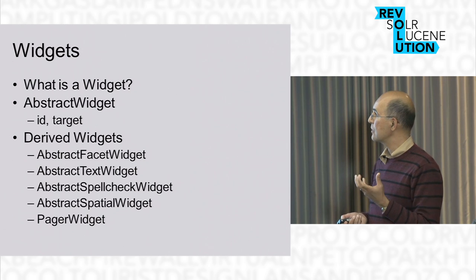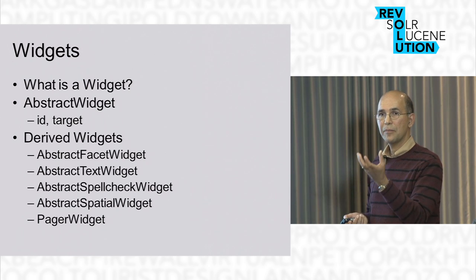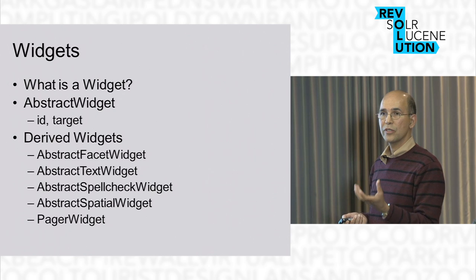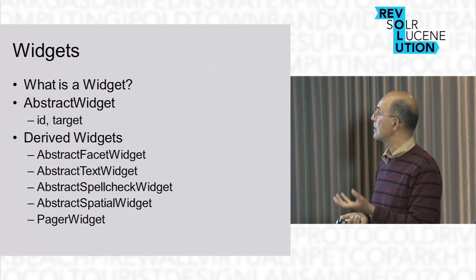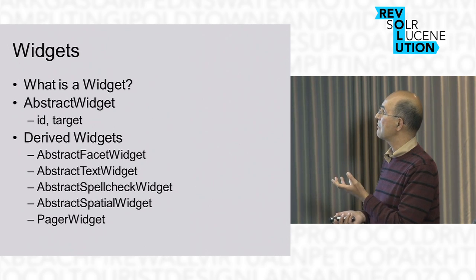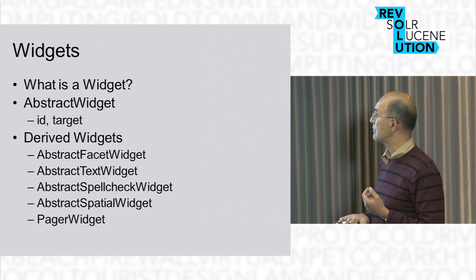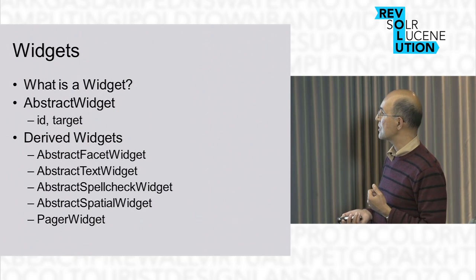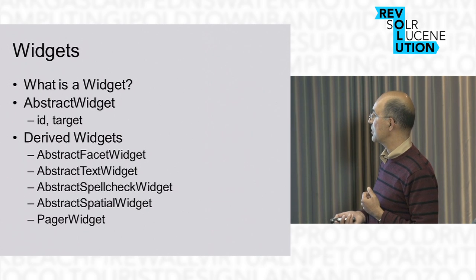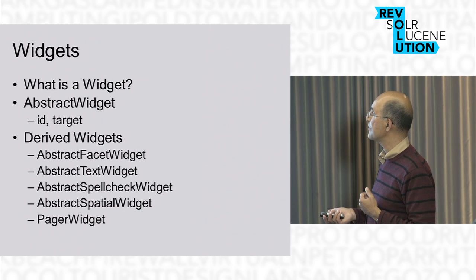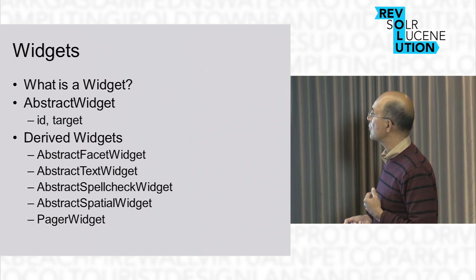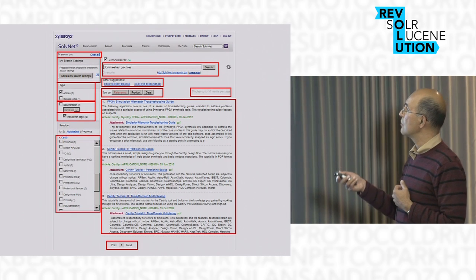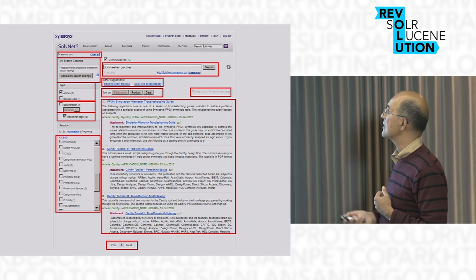AJAX-Solr has done a very good job of setting up a very object-oriented structure. In this case, we start with the abstract widget that is extended by all the other widgets. And there are multiple derived widgets here. We have faceting, TextWidgets, spellchecker, and others that I'm going to cover in more detail. You wonder where the widgets are being used. Look at the page. All the red boxes show you a widget.